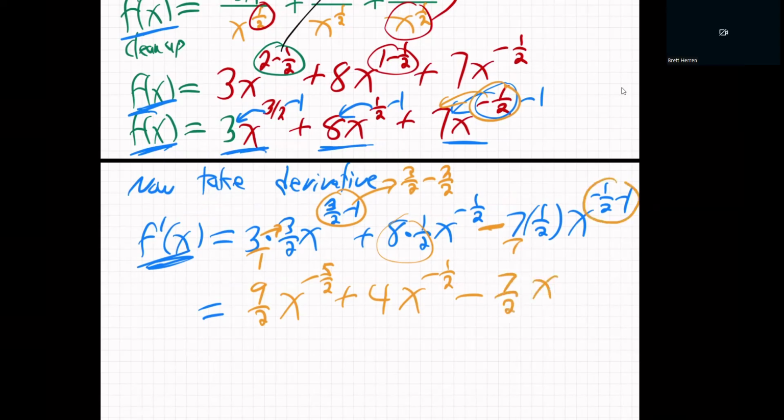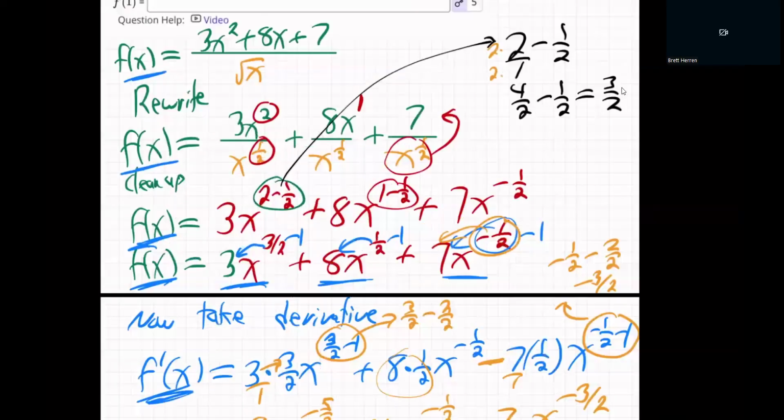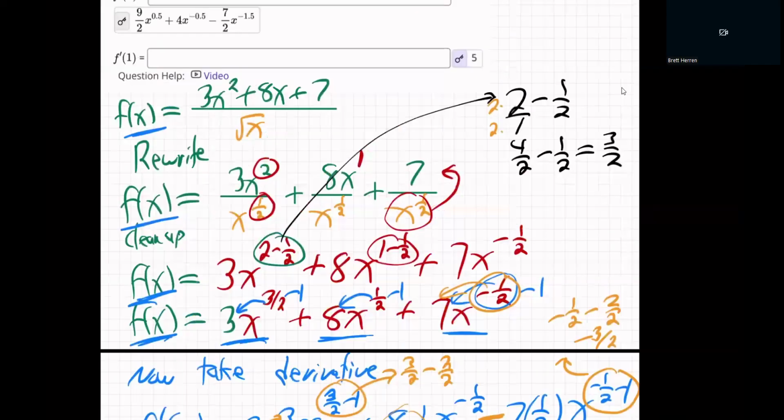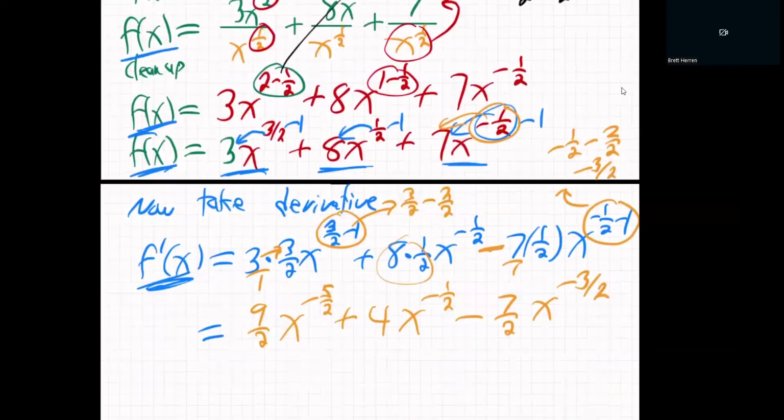And then what is this? Minus a half minus 1. That's, we're going up here, minus a half minus 2 halves. 1 is 2 halves. That's minus 3 halves. And there we basically go. That's how they put it? They made those powers into fractions.